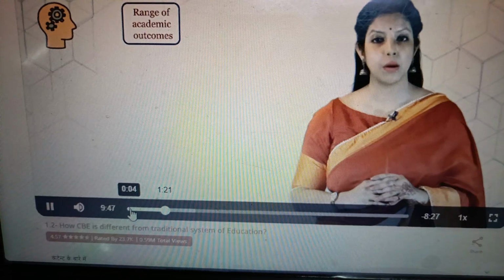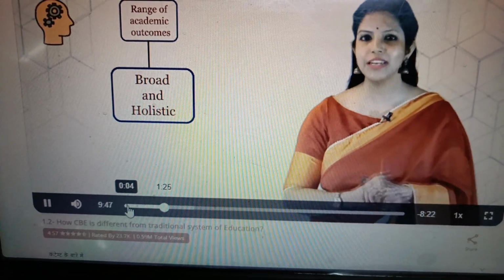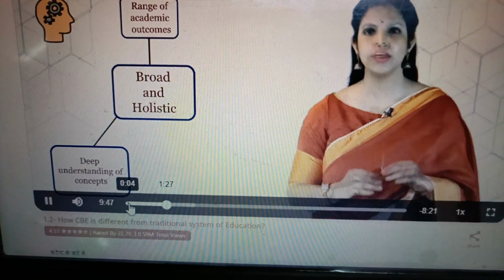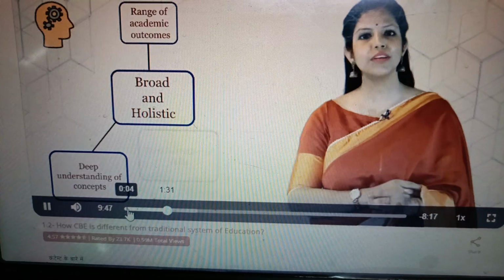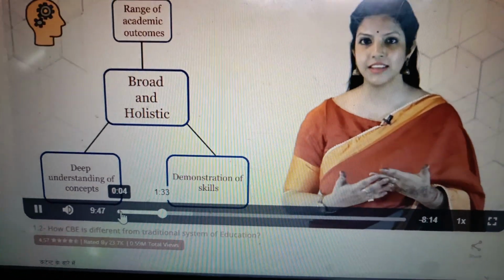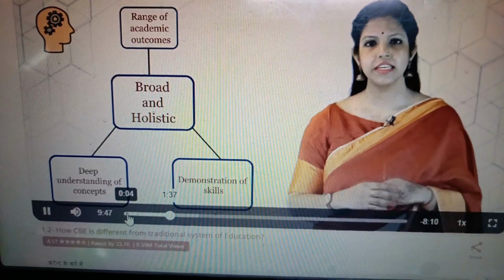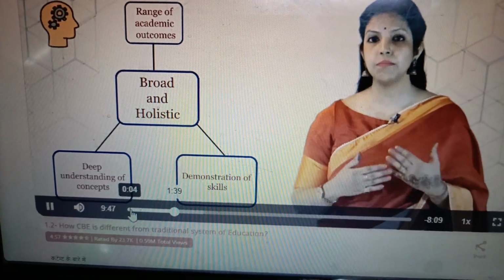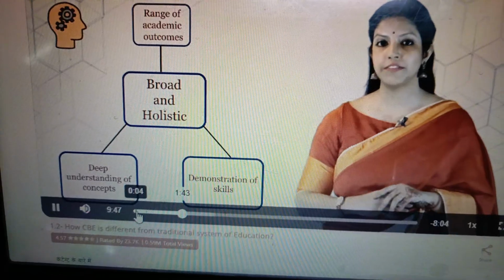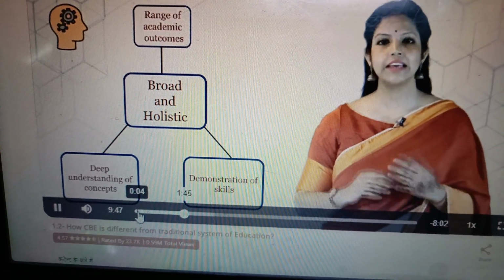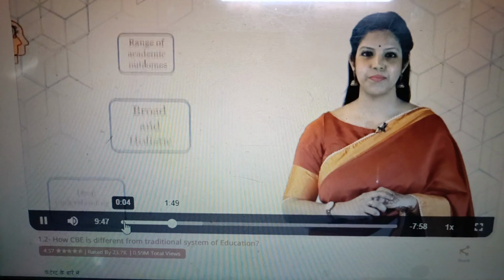The outcomes in competency-based education system are more broad and holistic. They include deep understanding of academic concepts along with the demonstration of skills through application. For example, CBE puts emphasis on building lifelong learning skills, such as 21st century skills like communication, collaboration, and others.